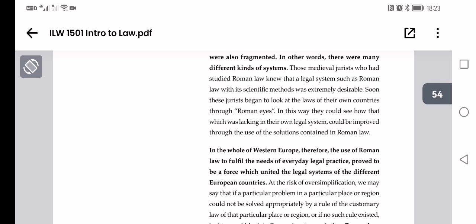These medieval jurists who had studied Roman law knew that legal systems such as Roman law, with its scientific method, were extremely desirable. Soon these jurists began to look at the laws of their own countries through Roman eyes. In this way, they could see how that which was lacking in their own legal system could be improved through the use of the solutions contained in Roman law.